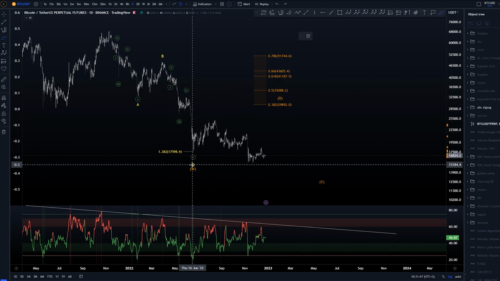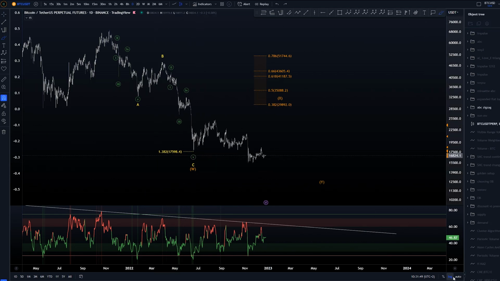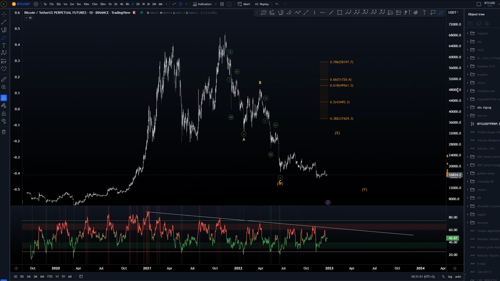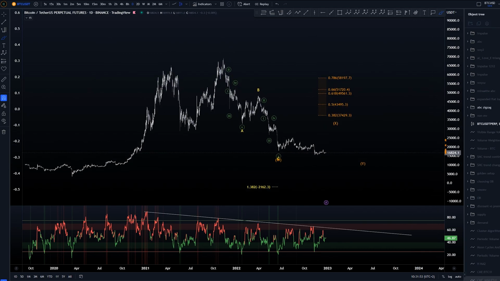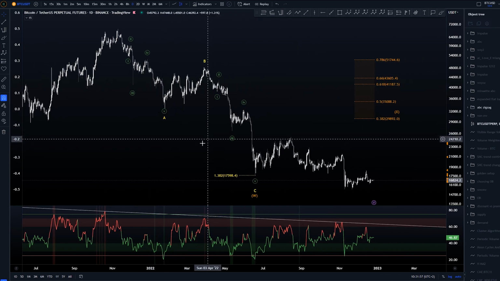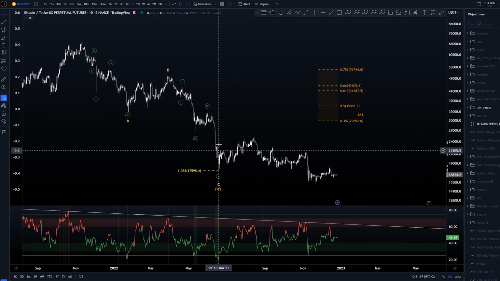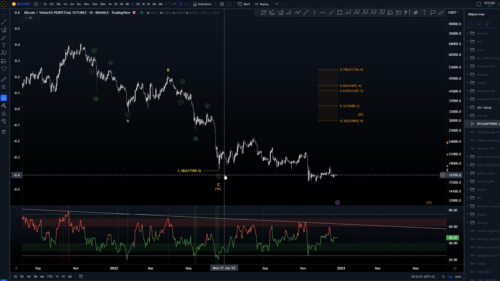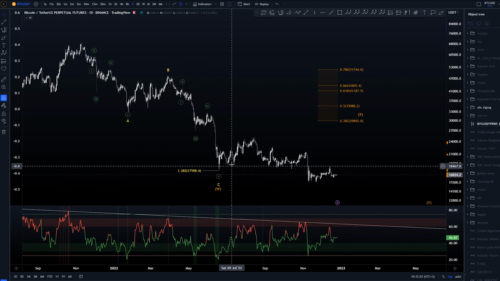The third wave, or the C wave, does not get beyond the 1.382 on log and does not even hit the... I think it hit the 0.854 extension of the A wave on arithmetic scale. So again, not a very typical third wave target at least.